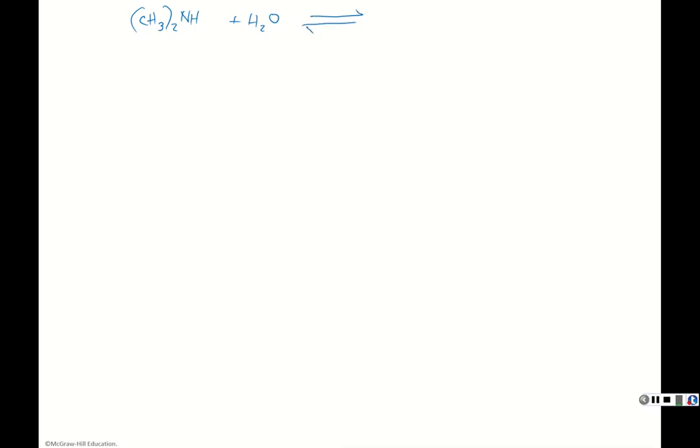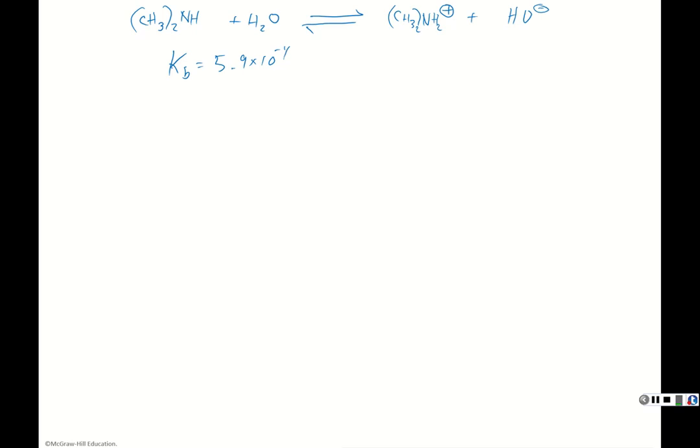Now we're being told it's acting like a base, right? So what do Bronsted-Lowry bases do? They take protons. Sorry, it's 2, so we can do NH2, and it's a plus charge because it's adding H+. And we have an OH-. So our Kb value is 5.9 times 10 to the minus 4.